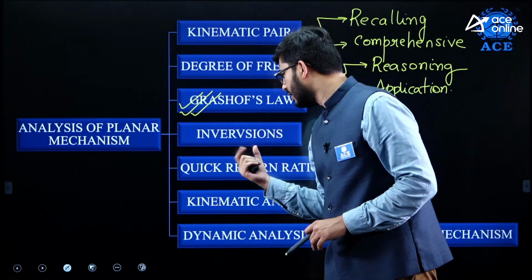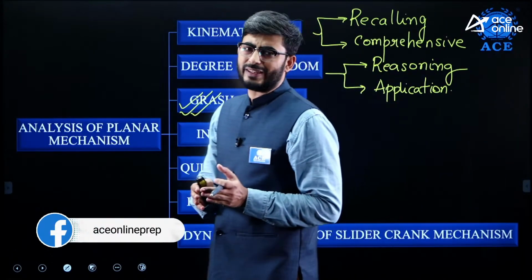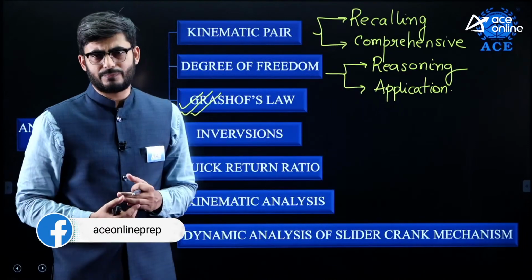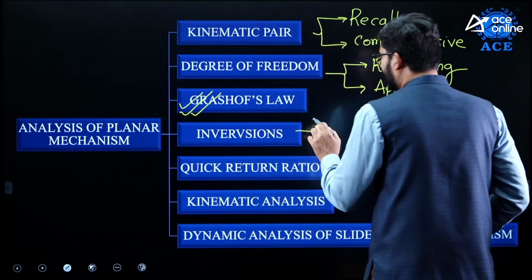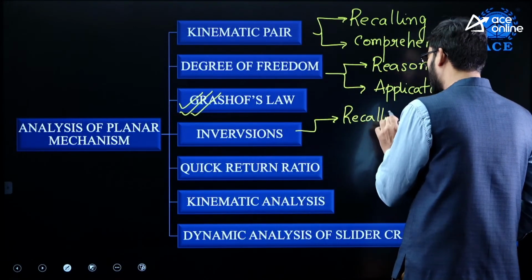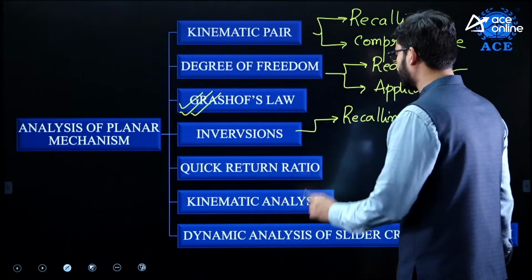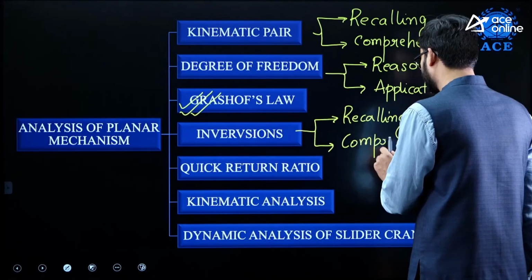Next is inversions. Here we are going to study inversions of the 4-bar mechanism, crank slider mechanism and double slider mechanism. So we can expect a question of the recalling type, recalling some information, or they might ask us a comprehensive type. Okay, a comprehensive type question can be expected here.